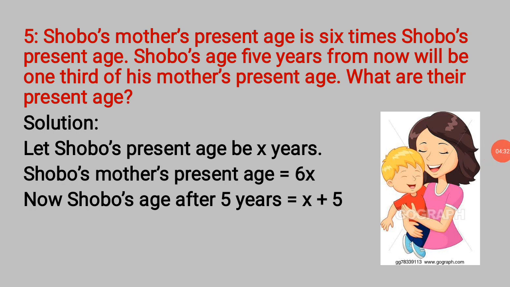Question number 5. Shobo's mother's present age is 6 times Shobo's present age. So, two people are there, Shobo and his mother. You can see it in the picture.